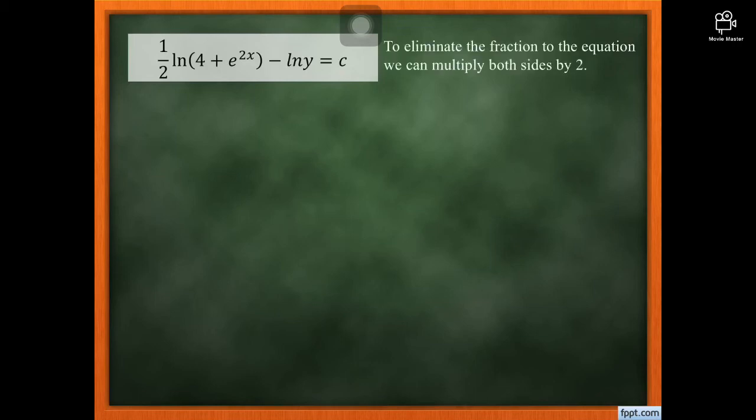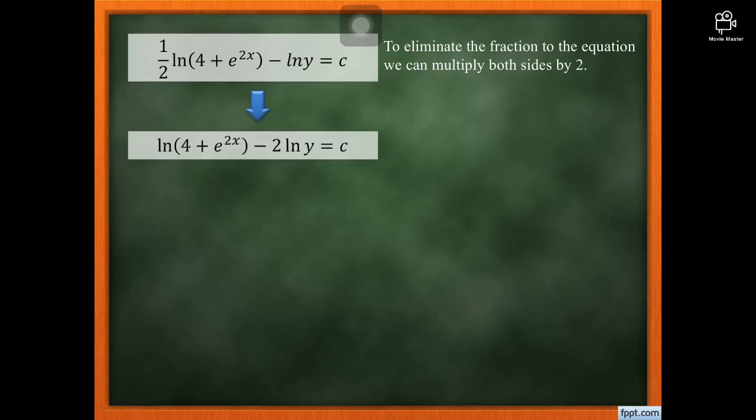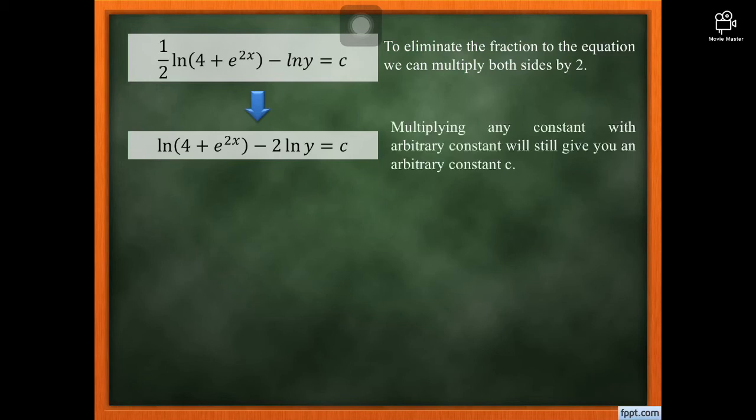To eliminate the fraction in the equation, we can multiply both sides by 2. Multiplying both sides by 2 gives us ln of 4 plus e raised to 2x minus 2 ln y is equal to c. Why c only instead of 2c? Because, as I said earlier, anything multiplied with an arbitrary constant will still give you an arbitrary constant.